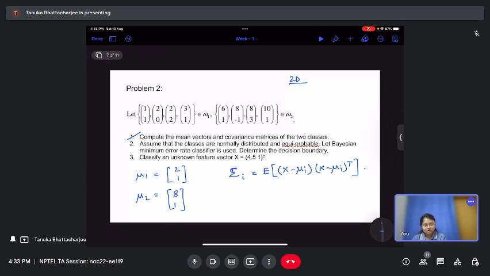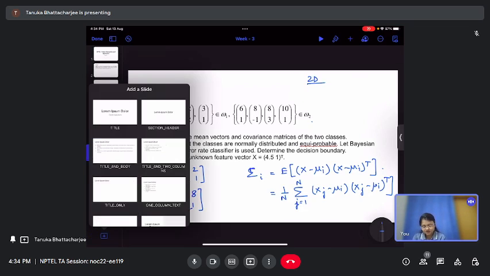Now, here the expression is given in terms of expectation, but since we have a finite number of examples, we will express expectation by the sample mean. So we will simply have 1 by n, where n is the number of samples in that class, summation of j equal to 1 to n, (xj minus mu i)(xj minus mu i) transpose. Okay, let us compute this for the first class.